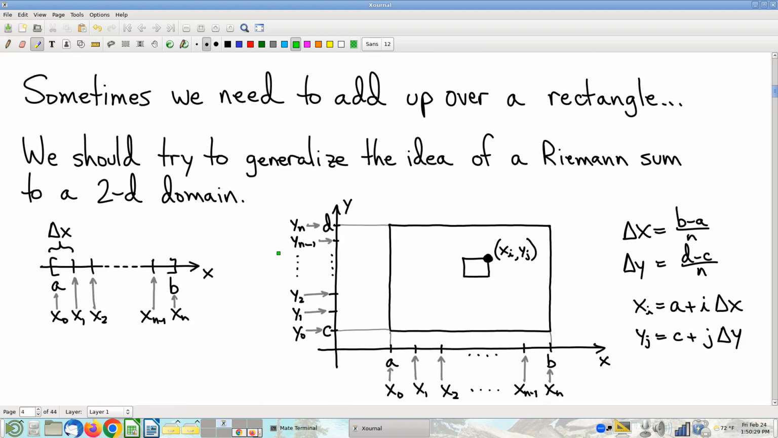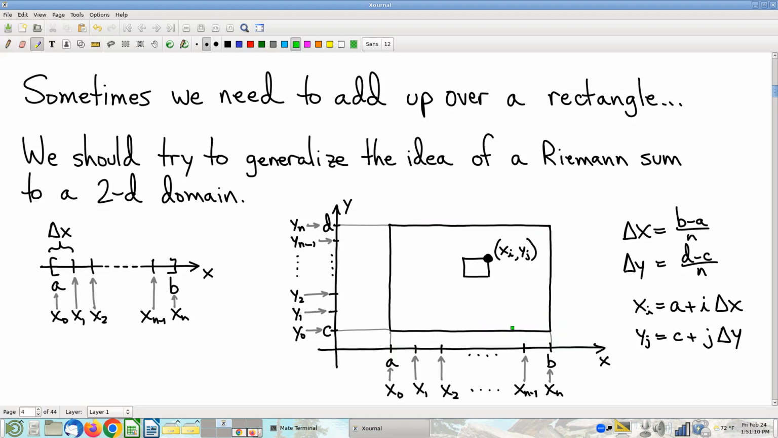Sometimes, for example, mass is not distributed across an interval. Sometimes mass is distributed across an area. So instead of asking for the mass of a one-dimensional rod, maybe you're interested in computing the mass of a sheet, a two-dimensional sheet of metal. Or maybe you want to compute the population of Wyoming or Colorado. Take your pick. Rectangles only for the moment. We'll get to non-rectangles a little bit later.